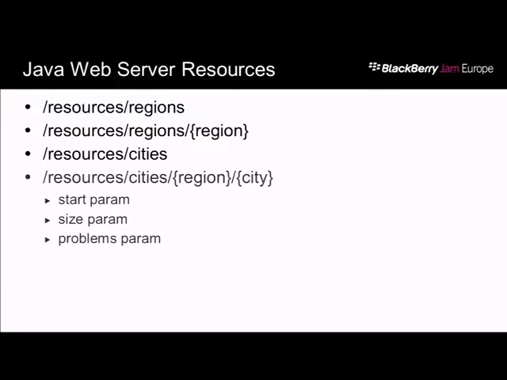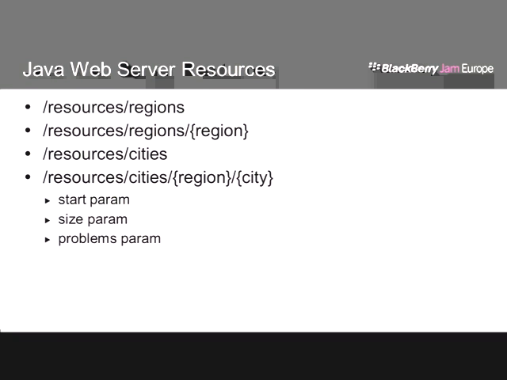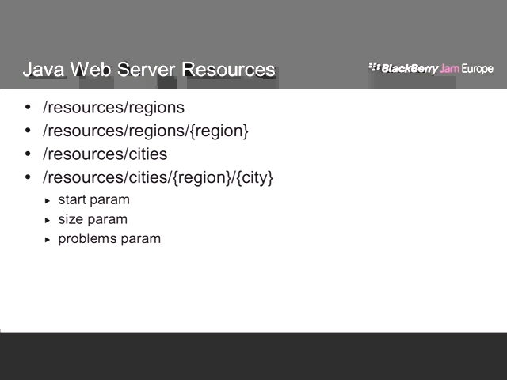You can get a full list of cities. You can get regions, city, and that will give you the weather entries for that particular city. One thing to note is that it has a start parameter that you can provide, and a size parameter to tell the service to give you 10 items or 100 or whatever. There's a problems parameter. That's a little trick we put in to tell the server to take its time or generate random errors. We do that for testing.